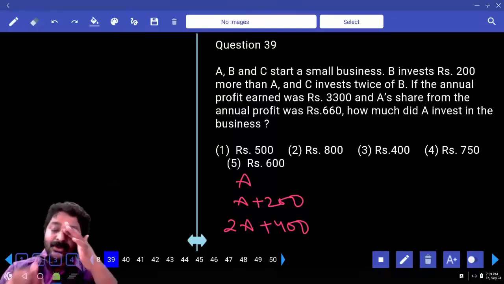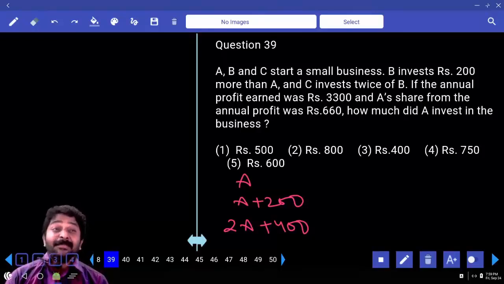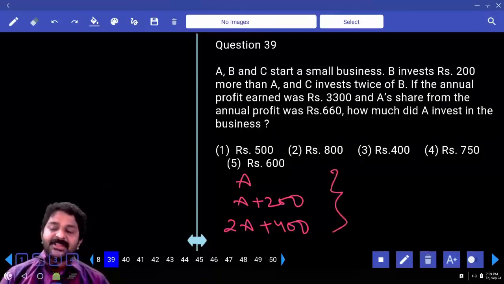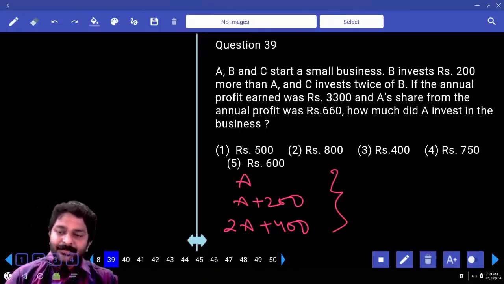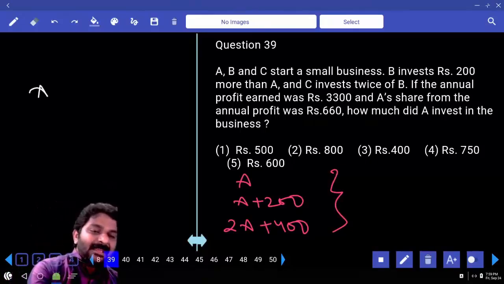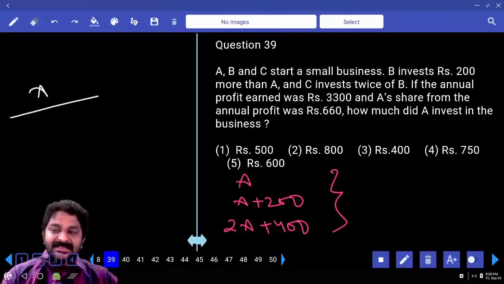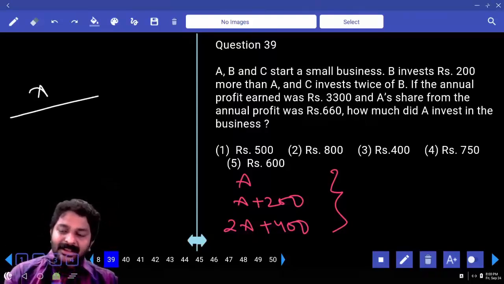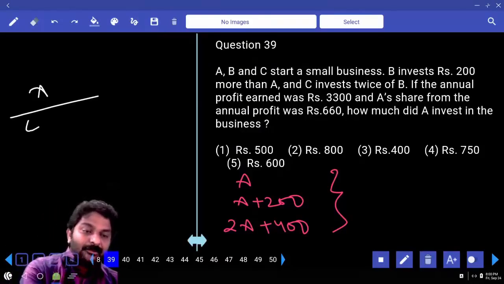Do you have any information regarding their time period? When there is no information, all of them have invested for the same time period only. So profit sharing ratio is equal to investment ratio. A invested A; A, B and C all taken together is equal to 4A plus 600.